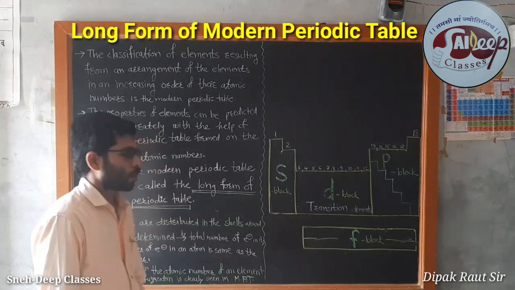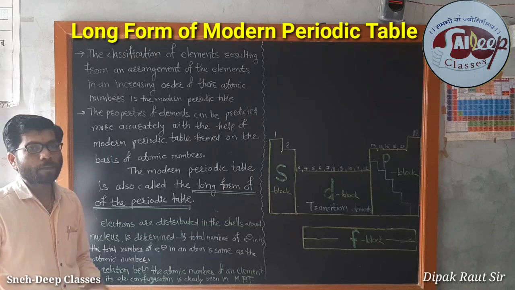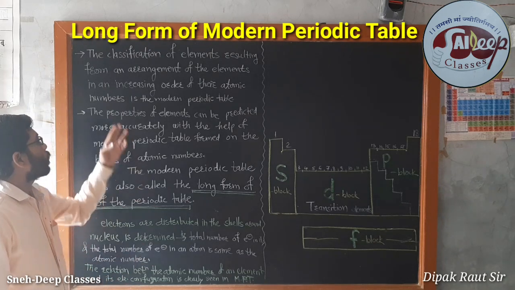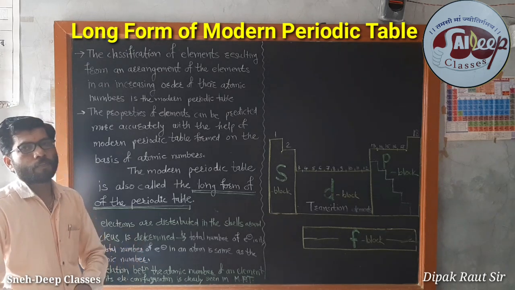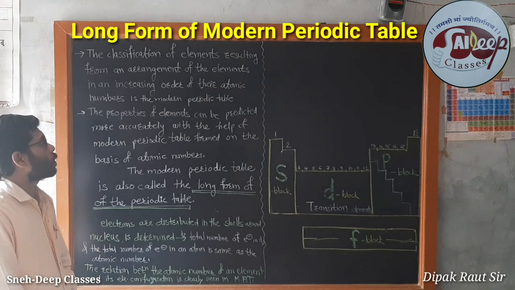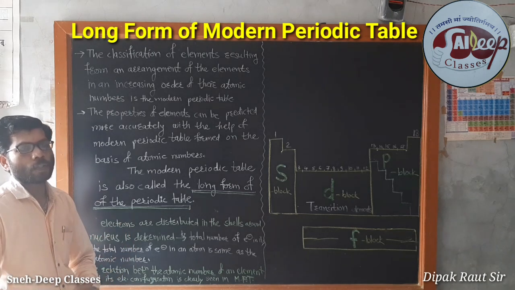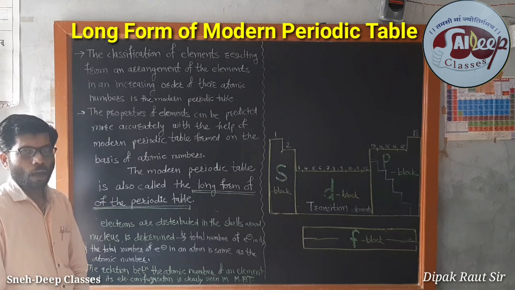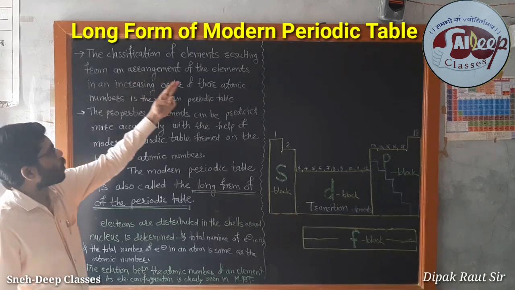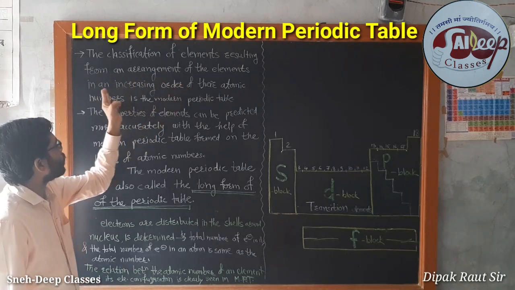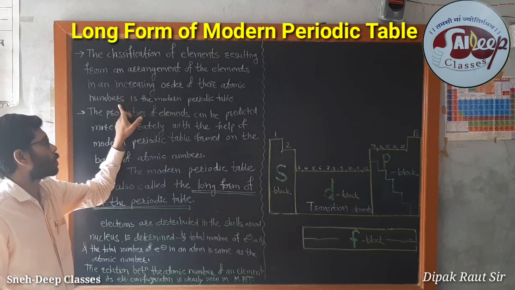Students, the classification of elements resulting from an arrangement of the elements in increasing order of their atomic numbers is the modern periodic table. In the modern periodic table, the main fundamental property used by Henry Moseley is atomic numbers. The classification of elements resulting from an arrangement of the elements in increasing order of atomic numbers is the modern periodic table.